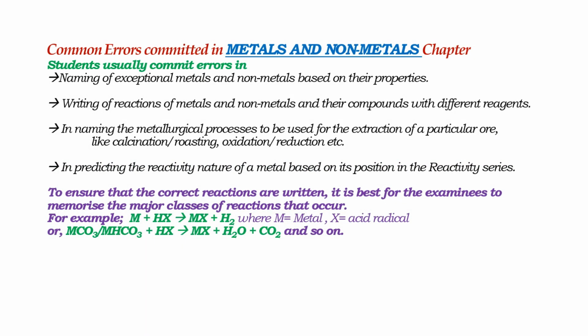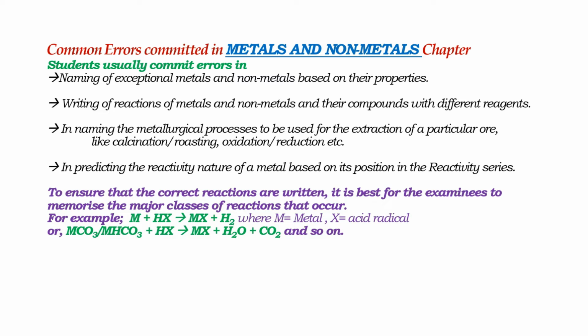Common errors committed in the metals and nonmetals chapter. Students usually commit errors in naming the exceptional metals and nonmetals based on their properties, in writing reactions of metals and nonmetals and their compounds with different reagents, in naming the metallurgical processes to be used for the extraction of a particular ore, like calcination, roasting, oxidation, reduction, etc., and in predicting the reactivity of a metal based on its position in the reactivity series.